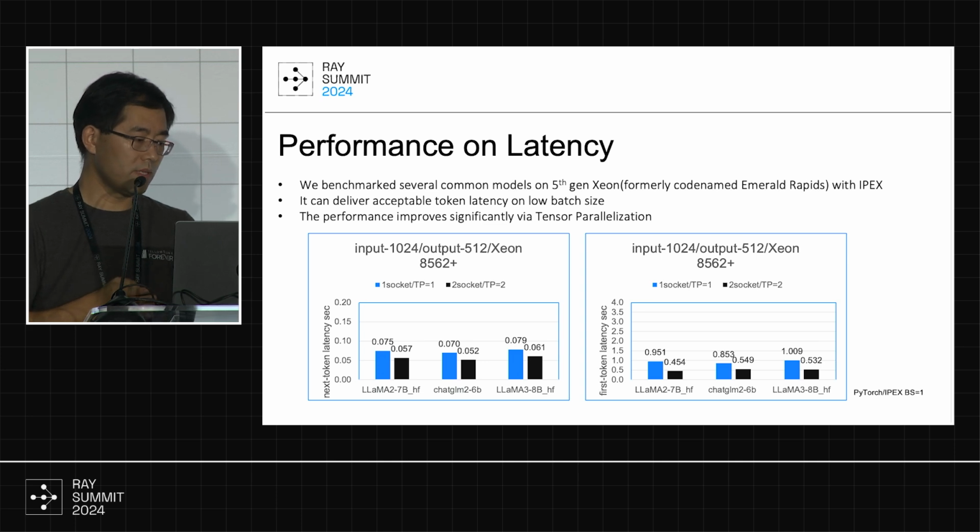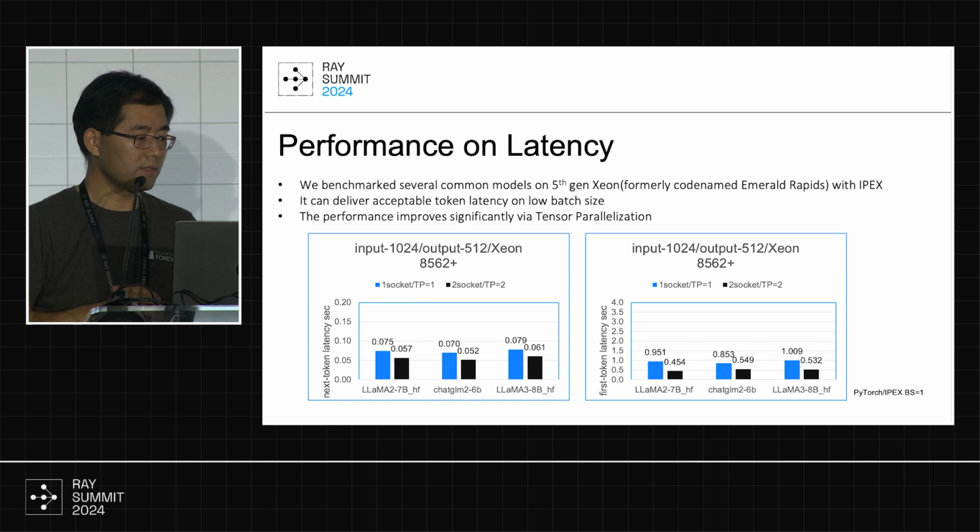From the first token latency perspective, the one socket case is roughly 1 second. If you use two sockets with TP equals 2, it's about 0.5 second, right? So it scales linearly, because in the first token latency case it's mainly computation bound. So this aligns with this result.